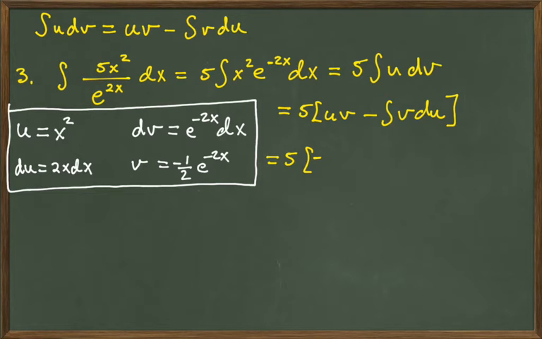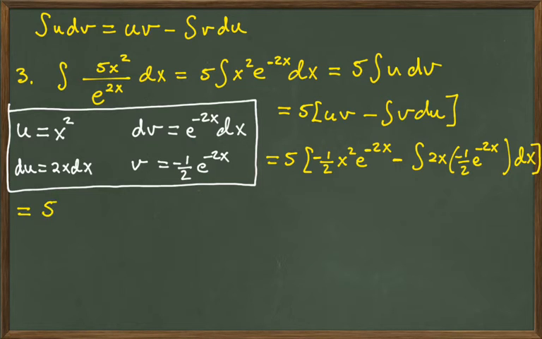So we'll go ahead and switch the order there and say negative 1/2 x squared e to the negative 2x minus the integral of 2x, which is part of the du, and then minus 1/2 e to the negative 2x, that's the v, and then the rest of the du is dx. We'll just go ahead and switch the order a little bit. Okay. All right, so this is going to be 5 times minus 1/2 x squared e to the minus 2x plus the integral of x e to the negative 2x dx. So the 2 and the 1/2 absorbed, and then the minus signs also absorbed.